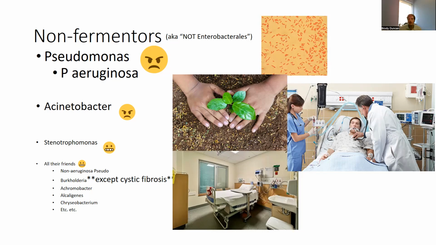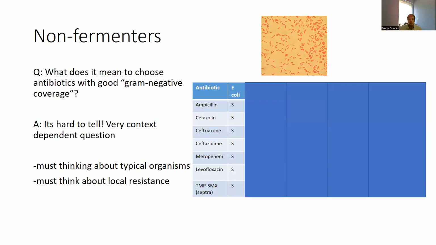Before we move on to our next group of bacteria, I want to just take a few minutes to talk about antibiotics a little bit. This isn't a talk specifically about antibiotics, but I do want to discuss this question. What does it mean to choose antibiotics with good, quote unquote, gram-negative coverage? My answer to this is, it's really hard to tell.